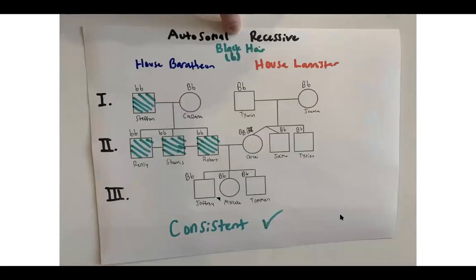Autosomal recessive. This is also a consistent method, since we have Cassandra coming as heterozygous, Tywin and Joanna as well. So then we have all three recessive in generation 2 on the Baratheon side, which then can lead to Cersei and Robert both having kids that are all heterozygous.